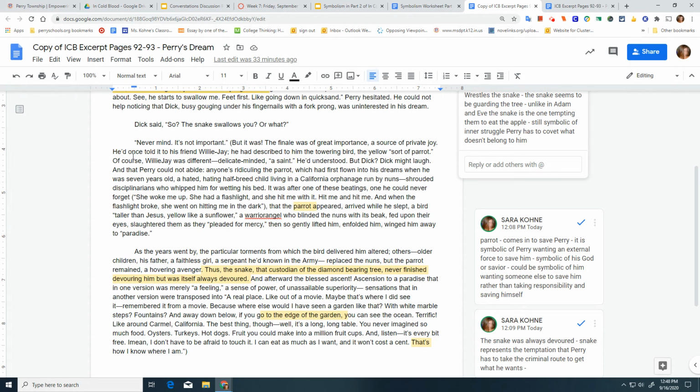Dick said, so the snake swallows you or what? Never mind, it's not important, but it was. The finale was of great importance, a source of private joy. He'd once told it to his friend, Willie Dray. He had described to him the towering bird, the yellow sort of parrot. Of course, Willie J was different, delicate-minded, a stain. He understood, but Dick might laugh, and Perry could not abide anyone's ridiculing the parrot, which had first flown into his dreams when he was 7 years old.